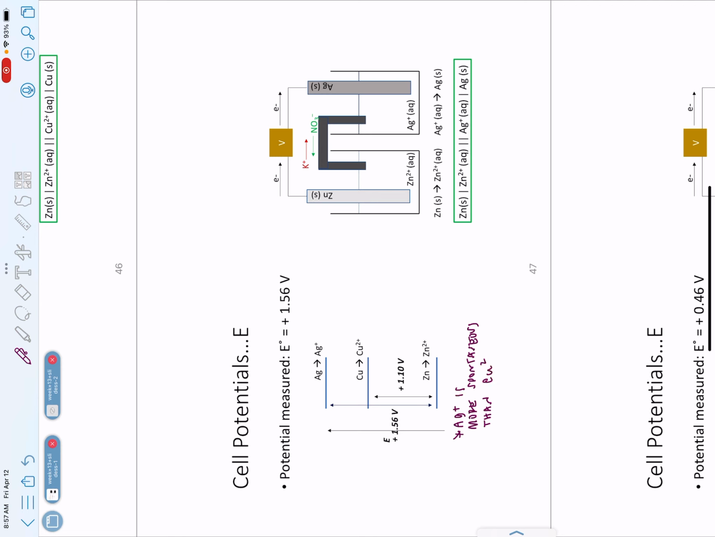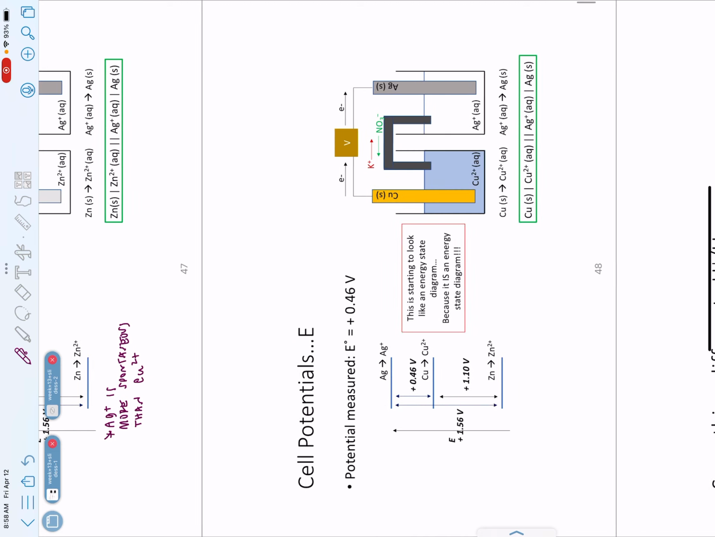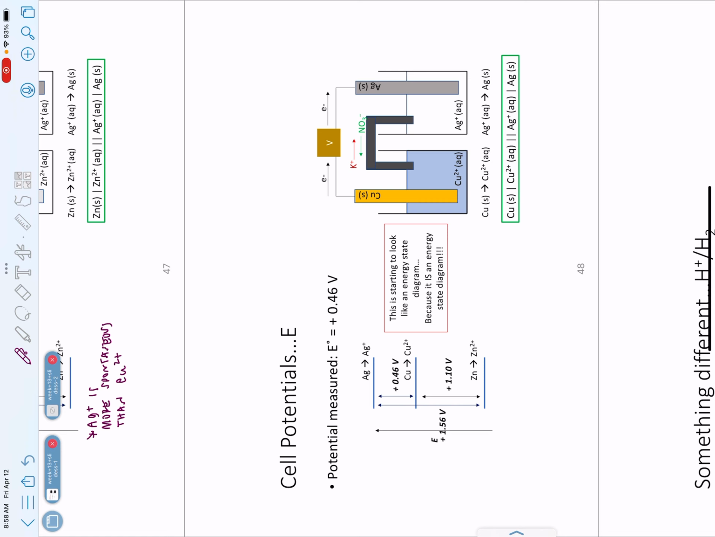All right, so here's this one. What you should notice is that copper and silver are separated by about 0.46 volts. So it should make sense that if I built an electrochemical cell that had copper and silver in it, I should be able to measure that. And in fact, it turns out to be exactly the same.